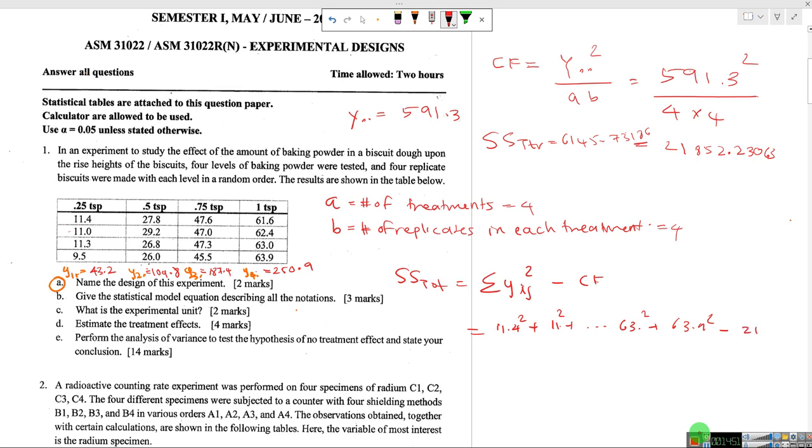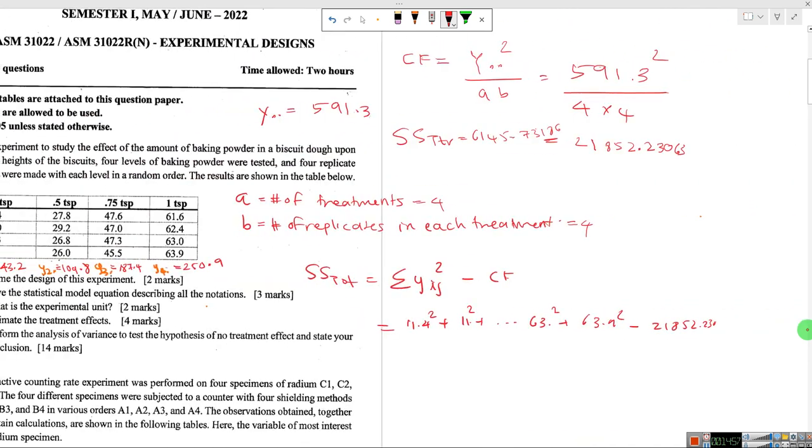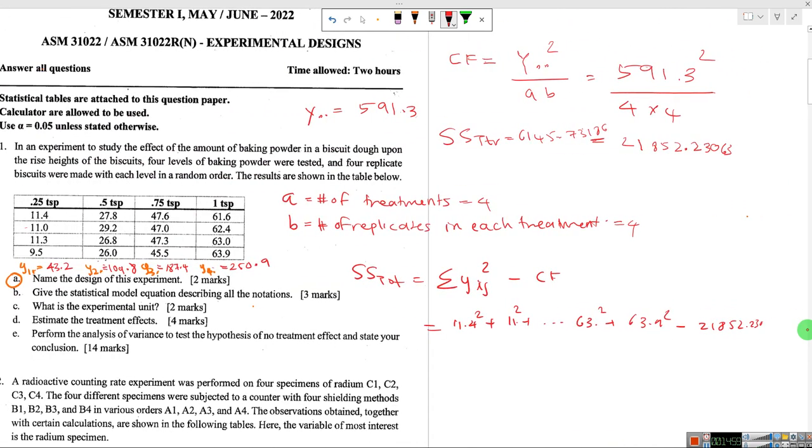So that is 21,852.2306, that one. Okay. Right. Now I don't know whether this is correct or not. Sometimes I might have made some mistakes, so you better let me know if I have done it correctly or not. Okay.